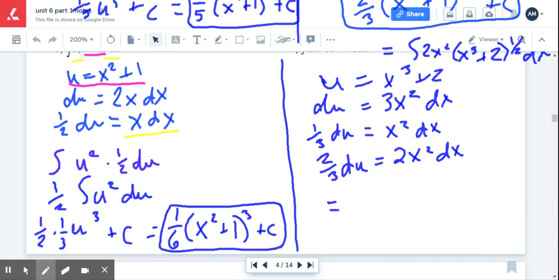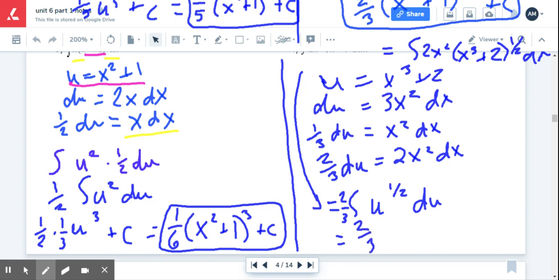So this integral is equal to 2/3. I'm going to pull that out right away because we can. We know we're going to eventually, just like we did over here. So I'm going to pull it out at the beginning just to save myself some writing. So we have 2/3 u to the 1/2 du. And then I'm ready to integrate.